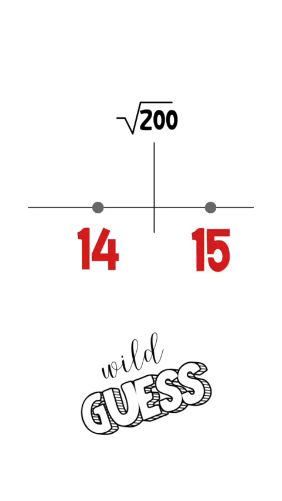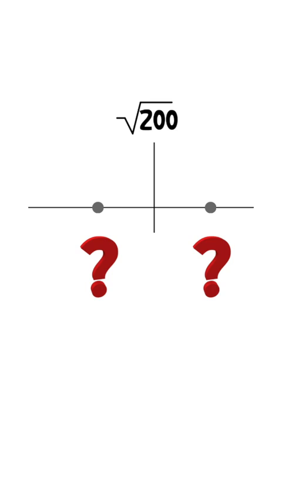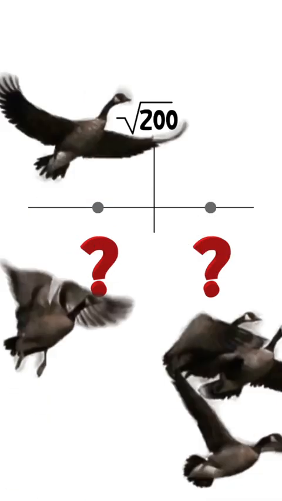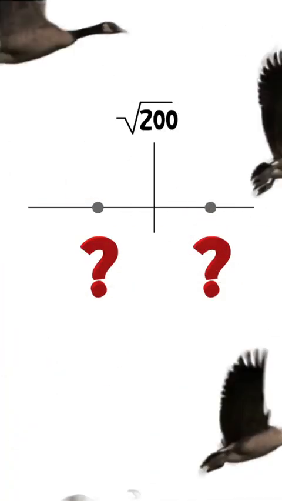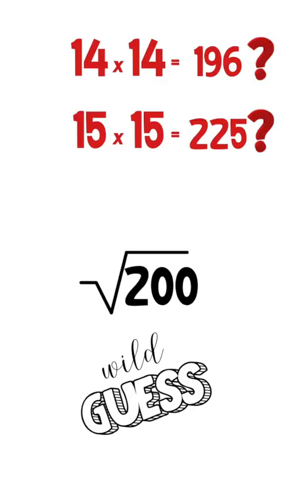So when we want to find the square root of a number, and we know it's not a perfect square and that it lies between two consecutive whole numbers, we just got to chase wild geese. Well, we do a wild guess. Yes. Until we find which two numbers multiplied by itself is just below and just above that number. Oh, that's so cool.